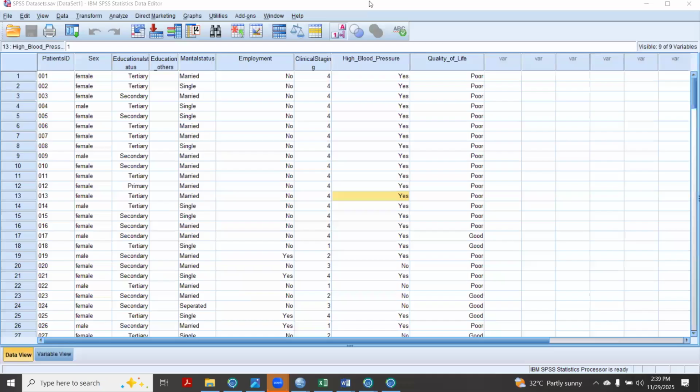Okay, so I don't know if there are any questions. I want to show you how to calculate sample size before we wrap up. Is there any question before I take you to sample size determination?